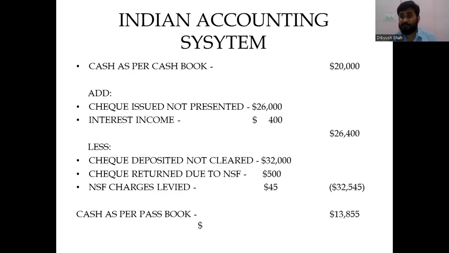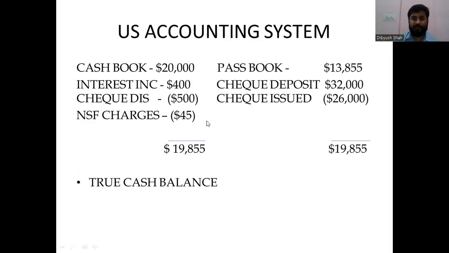Then you will also less those that the bank has already debited to your passbook. That means the bank has already reduced your balance, but you don't know of it, like a dishonored check and charges levied by the bank, which in this case was check deposited and not cleared, $32,000, check returned due to NSF, $500, NSF charges levied, $45. You reduce $32,545 and you arrive at the cash as per passbook, 13,855. And this was your passbook figure, which was presented in the question to you.